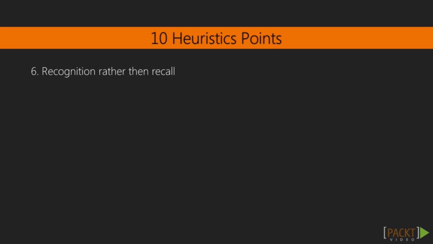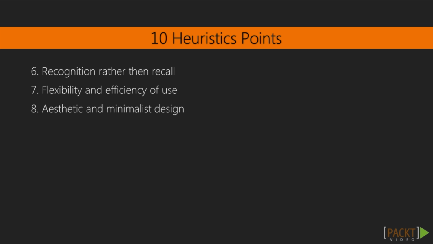Number 6. Recognition rather than recall. Minimize the memory load on the user by keeping the options visible. Number 7. Flexibility and efficiency of use. A user can customize interaction or reorder to make their experience more efficient for them. Number 8. Aesthetic and minimalist design. A user is not confronted with superfluous objects or noisy visuals and design elements.